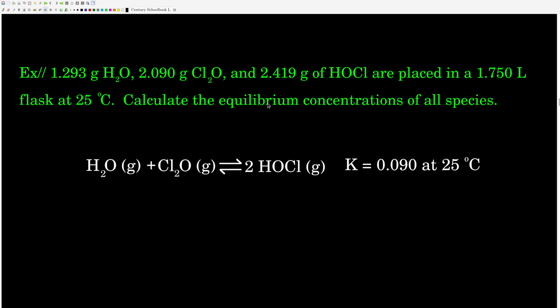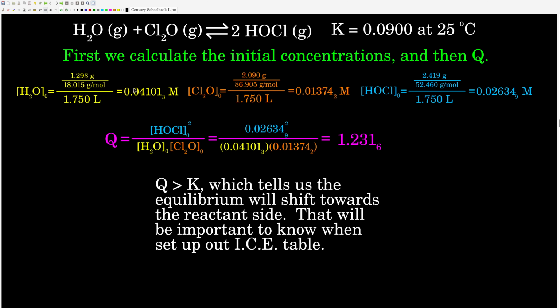Welcome back, guys. So first thing we have to do, we have to figure out which way this equilibrium is going to shift, because in this problem we start with some of everything, some reactants and some product. So calculate the initial concentrations, and use those to calculate Q. The initial concentration of water is just the mass over the molar mass, divided by the volume. Same idea for dichlorine monoxide and hypochlorous acid. So we get these concentrations.